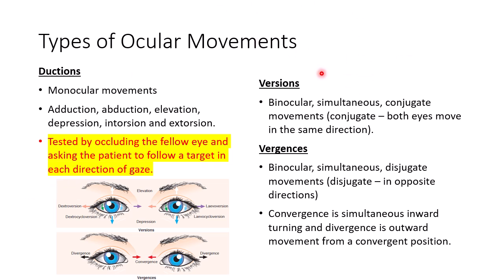Then we have the binocular movements, which are of two types, versions and vergences. Versions are conjugate movements, that is, both eyes move together in the same direction, right? For example, levoversion, both eyes moving to the left, dextroversion, both eyes moving to the right, and so on. Vergences are also binocular movements, but the eyes are now moving in disconjugate or opposite directions. For example, convergence, both eyes are moving inside. Divergence, both eyes are moving outside. Okay, so that's the types of ocular movements.